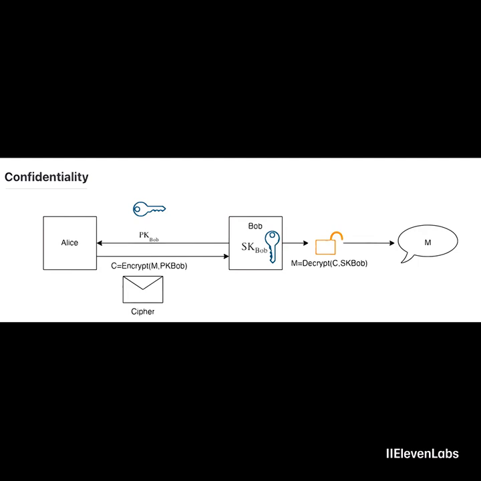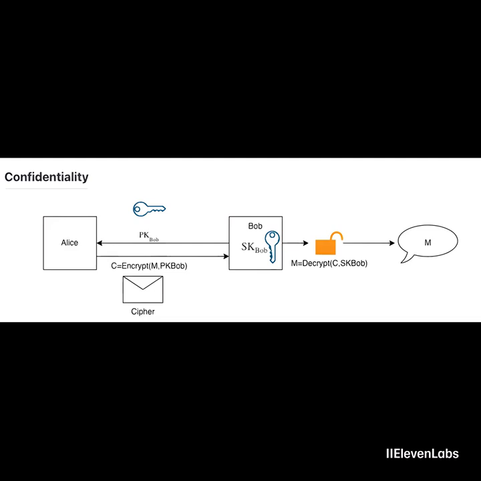Transmission. Alice sends the ciphertext to Bob across the insecure communication channel. Eve intercepts the ciphertext. Since Eve only has Bob's public key, and the ciphertext was created using that key, Eve cannot use the public key to decrypt the message. The decryption requires the corresponding private key, which only Bob possesses.